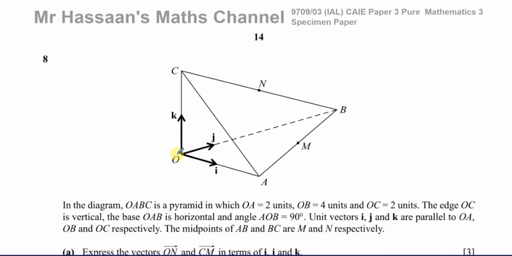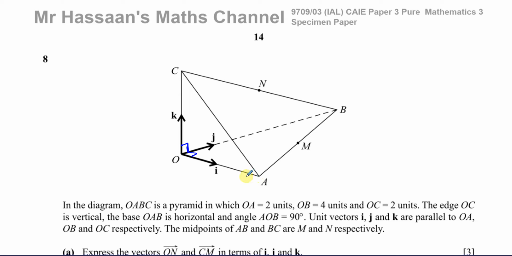It says O to A is 2 units long, O to B is 4 units long, O to C is also 2 units long, the edge OC is vertical, the base AOB is horizontal, and the angle AOB is 90 degrees. So there's 90 degrees here, there's 90 degrees here on the ground. Look at the base. That's the base, sloping side. These two sides are vertical.